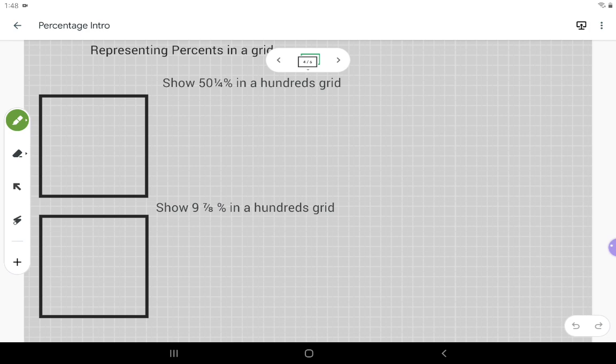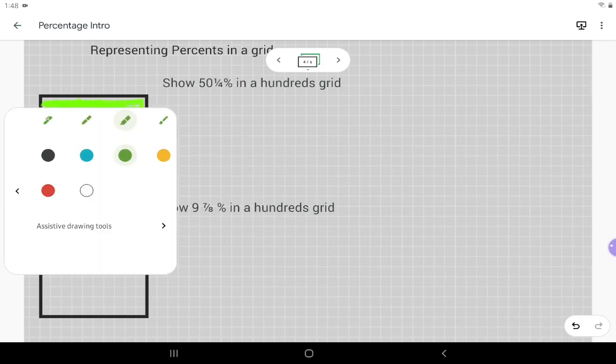If I wanted to show 50.25% in a hundreds grid, I would need to start out by coloring in 50 full ones. So there's 10, 20, 30, 40, and 50. So I've colored in my 50%. And then I have my fractional portion, which is 1/4.